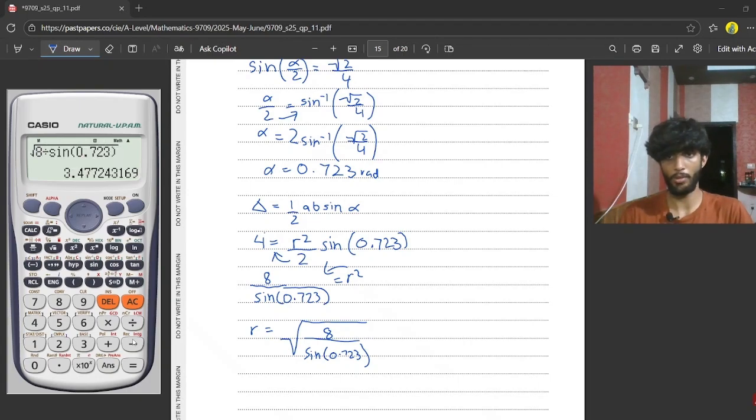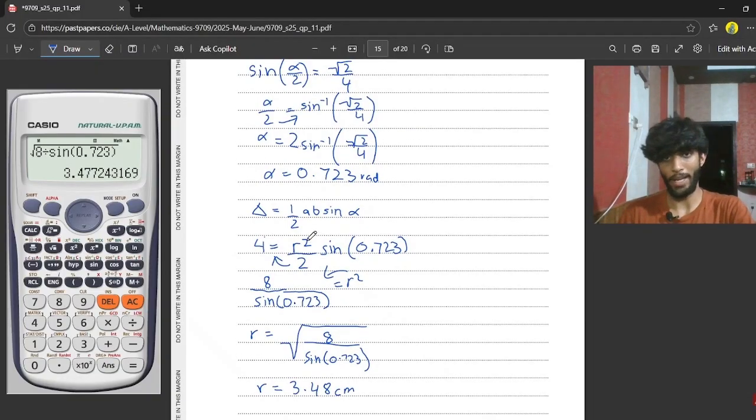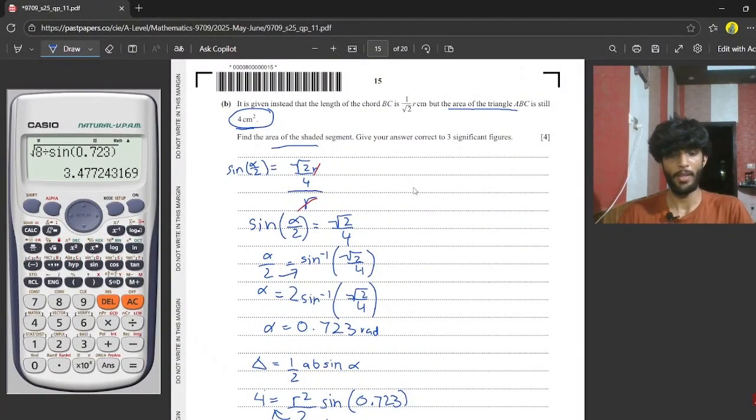What is this equal to? This is equal to 3.48. So radius is 3.48 centimeters. Now, what I can do is, see, I wanted to find the area of the shaded segment, right? What I can do now is, again, the area of the shaded segment is the area of the sector minus the area of the triangle. The area of the triangle is still 4 centimeters. So this is still going to be 4.